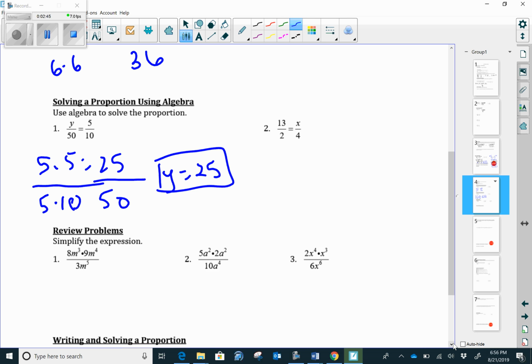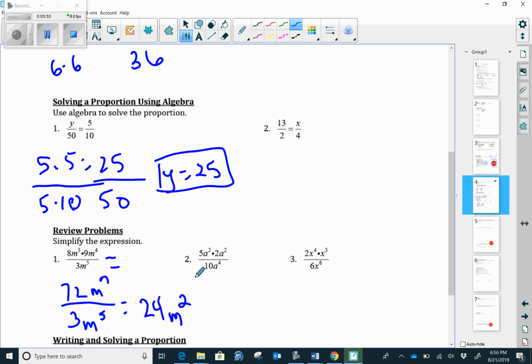Simplify the expressions. So in order to simplify the expressions, I'm first going to multiply across in the numerator. 8 times 9, which are coefficients, would be 72. And then when I'm multiplying the same base, which is m, I'm going to add the exponents. 3 plus 4 is 7. So m to the 7th over 3m to the 5. And I'm going to divide out. 72 divided by 3 is 24. When you divide the same base, you subtract. So 7 subtracting 5 is 2. So you have m to the 2nd power.